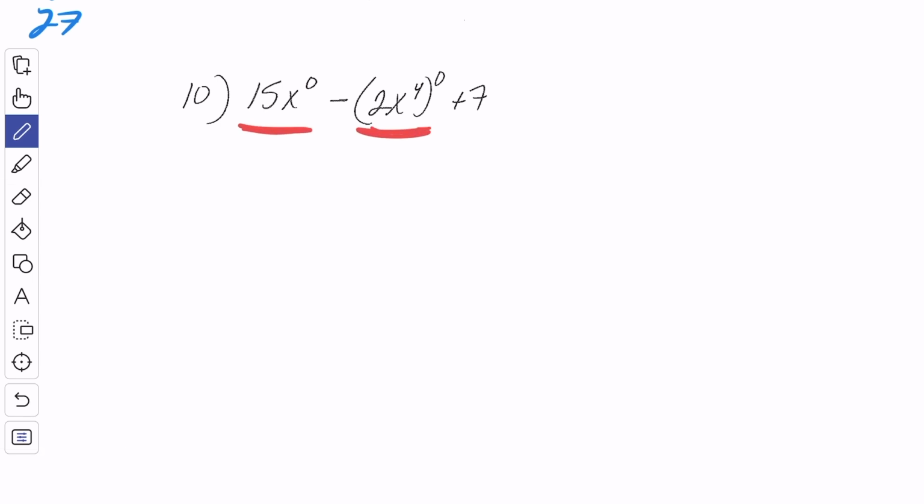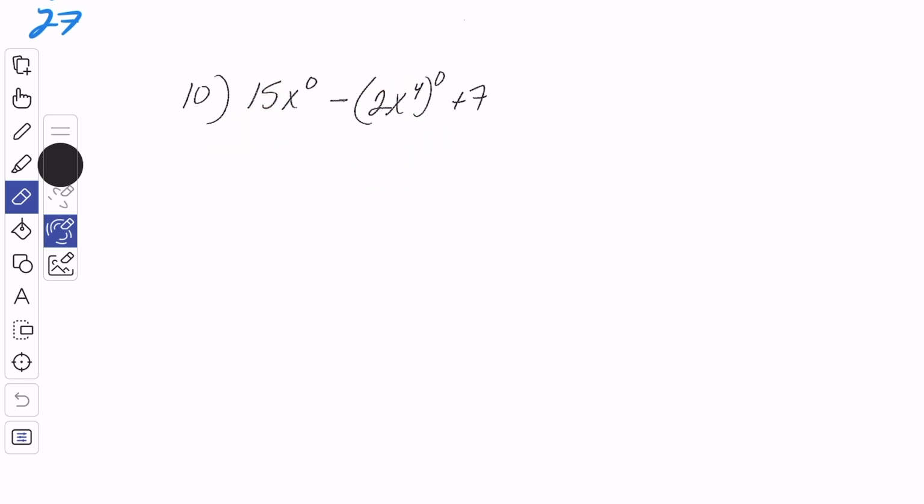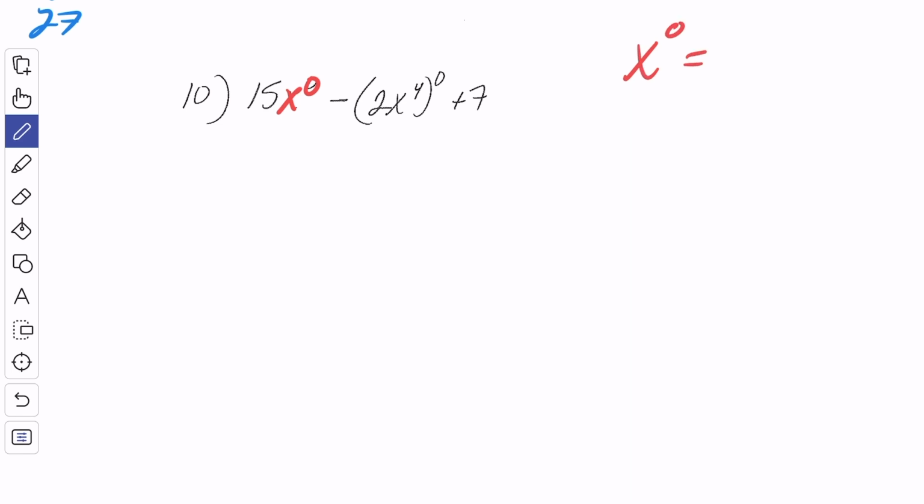All right, when we do number 10, it's important that you understand the difference between this term and this term. So here, this 15x to 0, well, the only thing being raised to the 0 power is that x, because you see it doesn't have the parentheses. So that means it's 15 times x to the 0 power, and we know anything raised to the 0 power is 1. So this is the same as saying 15 times 1, or 15.